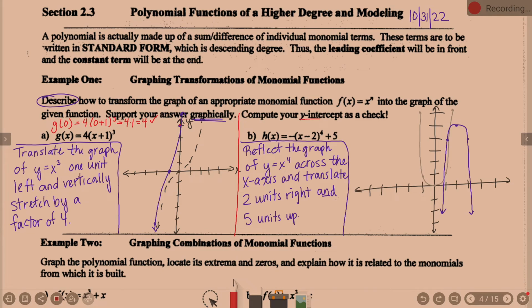Officially, it did ask us to do our y-intercept as a check. I don't even have a y-intercept on my graph, do I? But where can you anticipate it's going to be? It's going to be negative somewhere, yes? So let's check and see what it's supposed to be and see if it makes sense. How do I find my y-intercept again?